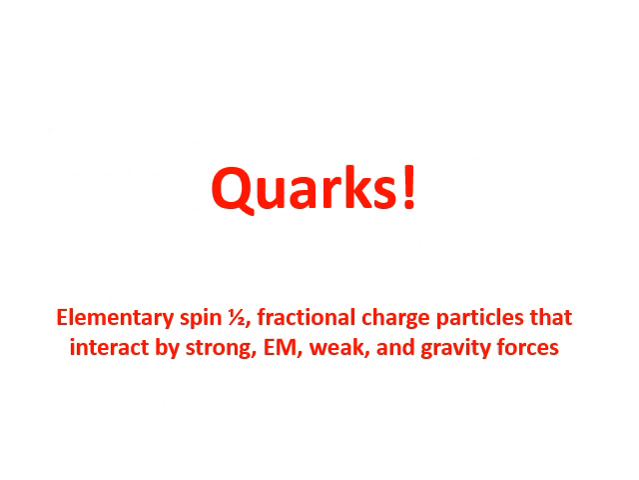So first, we're going to talk about quarks. Quarks are elementary particles. By elementary, we mean that we have no evidence that they're made up of anything else. They have spin 1/2. Oddly, they have fractional charge, that is, a charge of 1/3 or 2/3 of the fundamental charge, but they can only combine in ways that make integer charges. And quarks can interact by strong force, electromagnetic force, weak force, and gravitational forces. So quarks can interact via all of the forces.